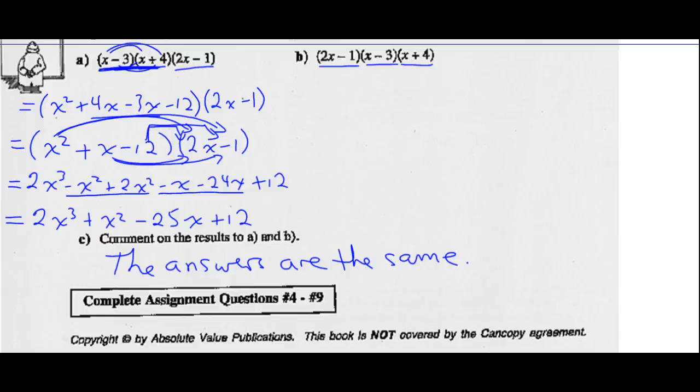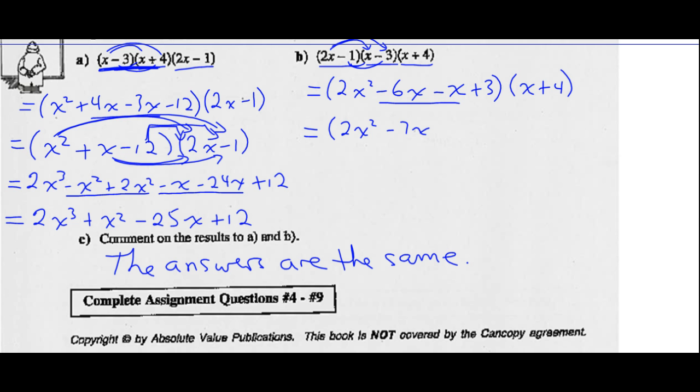All right. So multiply the first two terms together. 2x times x is 2x squared. 2x times a minus 3 is a minus 6x. Negative 1 times x, a minus x, and negative 1 times 3 is a plus 3. That's all multiplied by x plus 4. So combine like terms, 2x squared minus 7x plus 3 multiplied by x plus 4. And now expand that out.